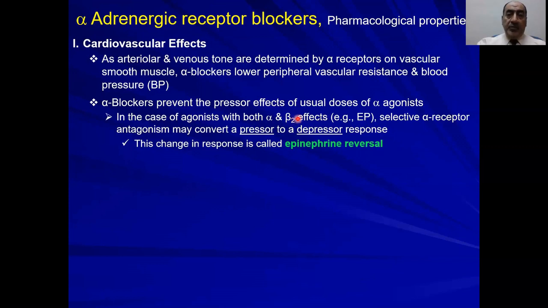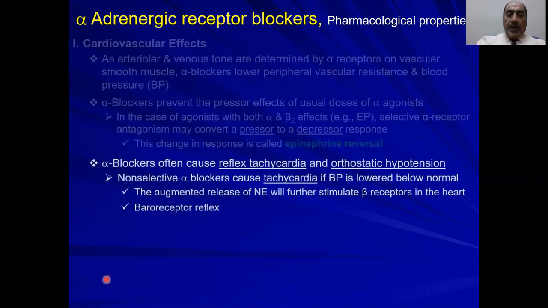So epinephrine has effect on alpha receptors, which would cause vasoconstriction on the blood vessels, and has also effect on the beta 2 receptors, which will cause vasodilation, right? So if I block the alpha receptors by the alpha blockers, what would remain is the beta 2. So here you are converting the pressor effect, the vasoconstriction induced by epinephrine, into a vasodilator effect, and this is called the epinephrine reversal. They cause reflex tachycardia and orthostatic hypotension.